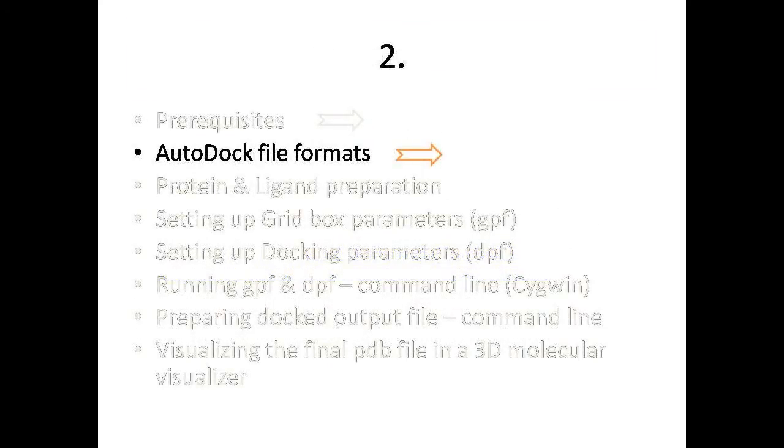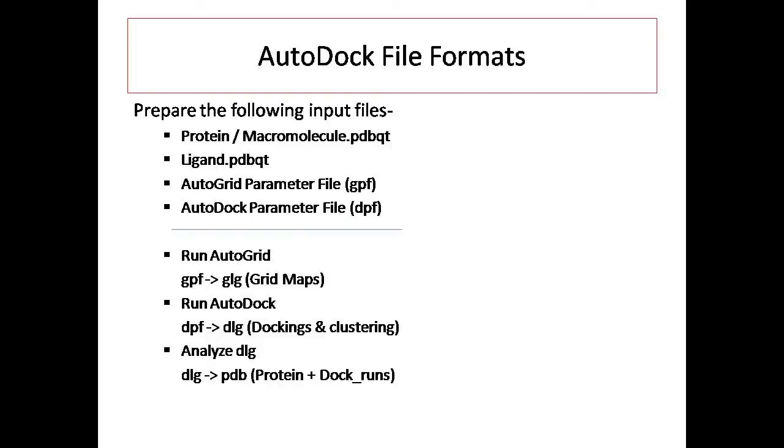Next is AutoDock file formats. AutoDock requires some different file formats as input for docking. First is .pdbqt. Protein and ligand to be docked should be in .pdbqt format. Second is .gpf format, that is the AutoGrid parameter file. Third is .dpf, that is the docking parameter file.